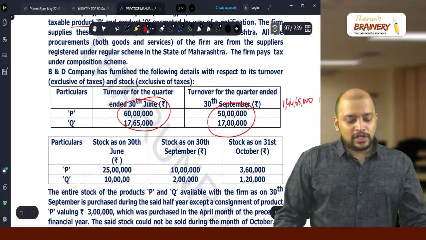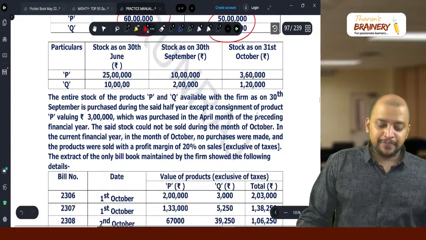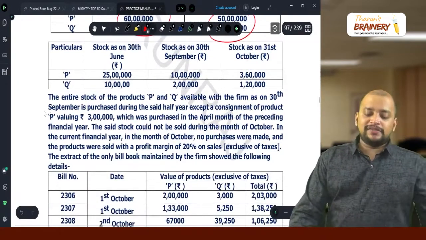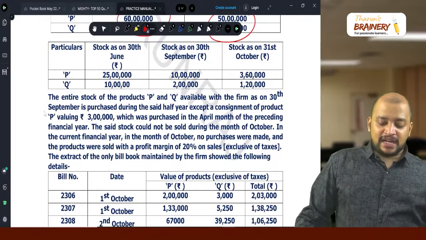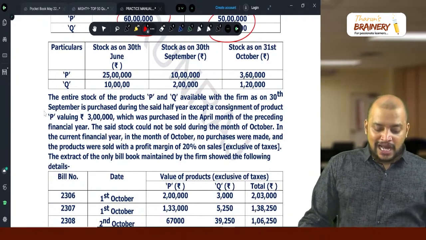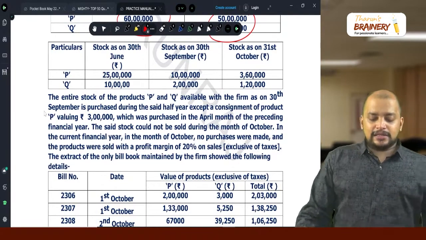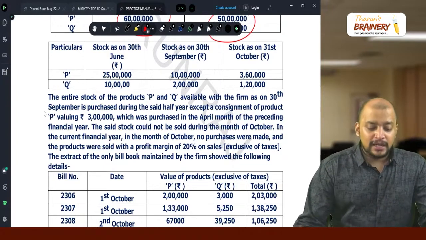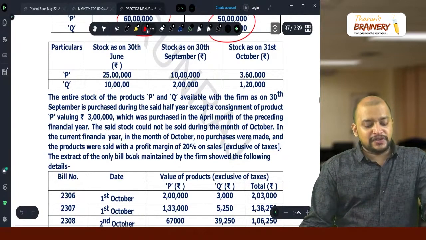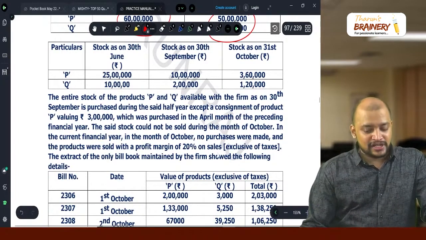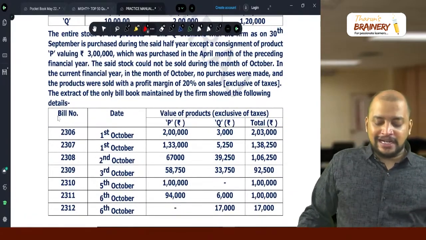Now, the stock as on 30th June, 30th September and 31st October is given. The entire stock of products P and Q available with the firm as on 30th September is purchased during the said half year, except a consignment of product P valuing 3 lakhs, which was purchased in April of the preceding financial year. The said stock could not be sold during the month of October. In the current financial year, in the month of October, no purchases were made and the products were sold with a profit margin of 20% on sales. The extract of the only bill book maintained by the firm showed the following details.